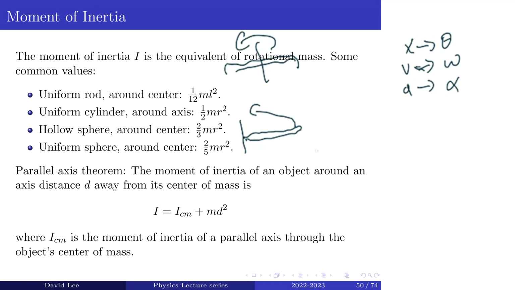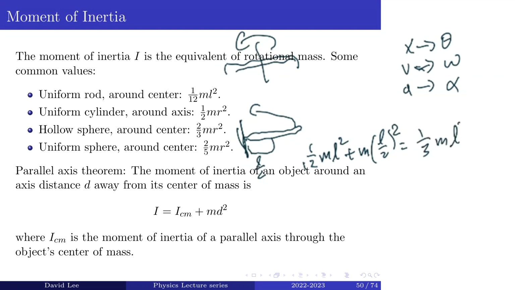So we'll get 1/12 ml squared plus md squared. Well, d is L over 2. d is this distance from the center of mass to the new axis. And if you add this up, you'll get 1/3 ml squared. And that is indeed the correct formula for stick around its end.